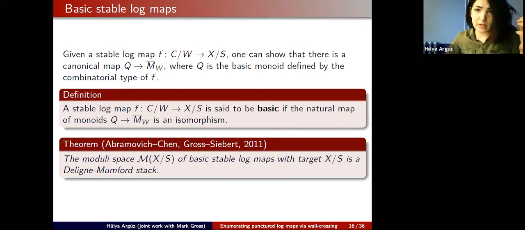So why am I describing all this technical stuff? If I lost you, don't worry, it will not be terribly crucial. Although I want to say this because this is the heart of log Gromov-Witten theory. This construction of the basic monoid plays a crucial role.